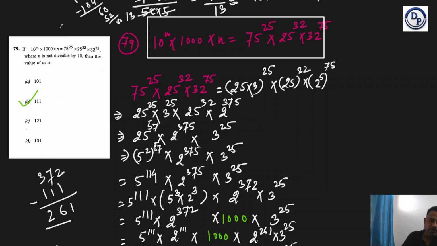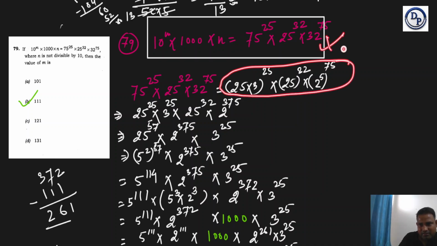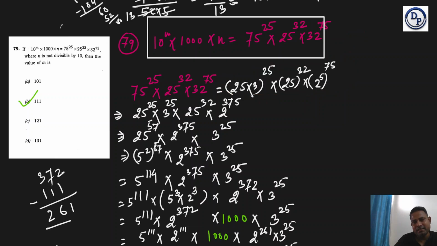Comparison. We have to do comparison here. So the given numbers on the RHS is this. We have to convert this RHS into things such that we can easily compare it with the given things. Now this is 75's power 25, it's 25's power 32 and 32's power raised to power 75.